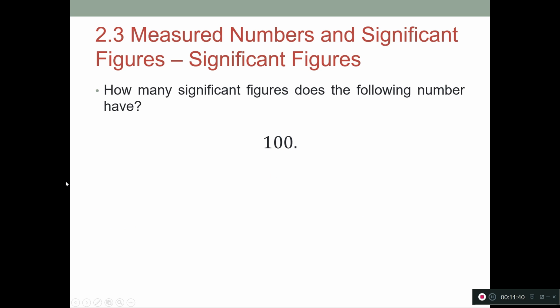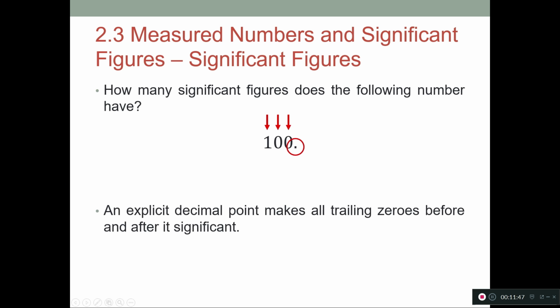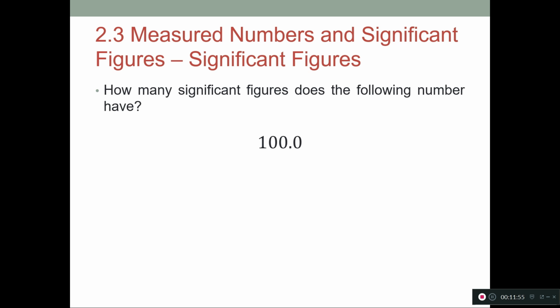Now, if we put that explicit decimal point right there, that means that we have to count all 3 of these as significant. And so an explicit decimal point makes all trailing zeros before and after it significant. So that means this has 3 significant figures. Again, now we're adding a 0 after that decimal point, and so we have to count all 4 of these as significant.